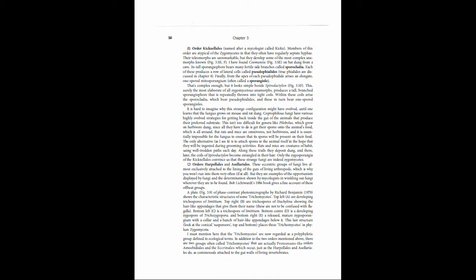Only the zygosporangia of the Kickxellales convince us that these strange fungi are indeed zygomycetes. 2. Orders Harpellales and Asellariales. These eccentric groups of fungi live almost exclusively attached to the lining of the guts of living arthropods, which is why you won't run into them very often, if at all. But they are examples of the opportunism displayed by fungi and the determination shown by mycologists in winkling out fungi wherever they are to be found. Bob Lichtwardt's 1986 book gives a fine account of these offbeat groups.